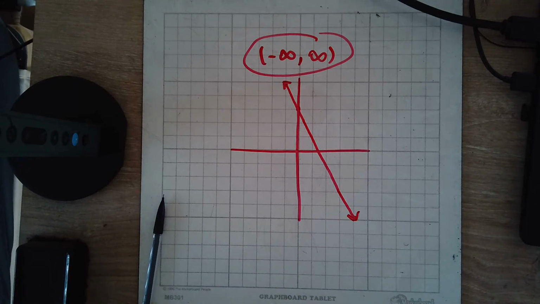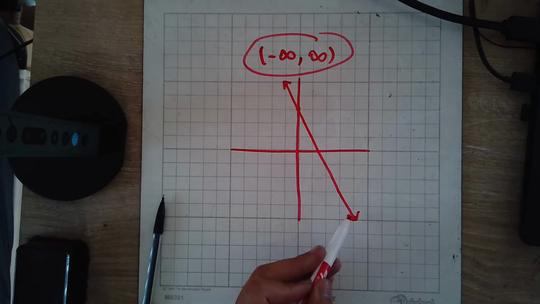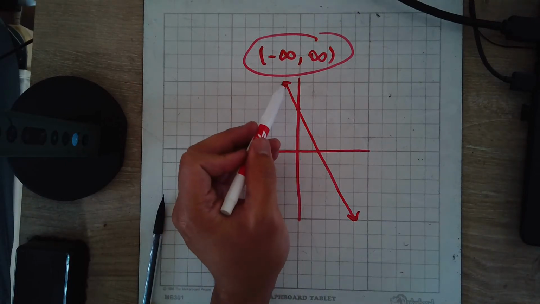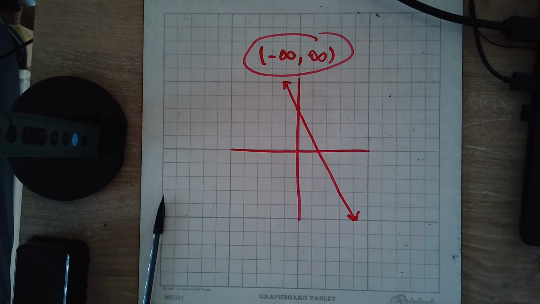All right, number 18. What is the range of the relation? Well, the range is going to be the same thing. The bottom of our graph, well, this doesn't stop going. So the bottom of our graph is negative infinity. And this also doesn't stop growing. So the top of our graph is positive infinity.